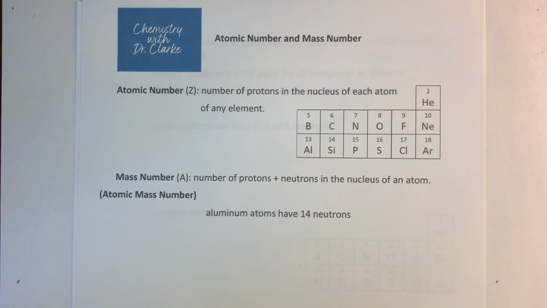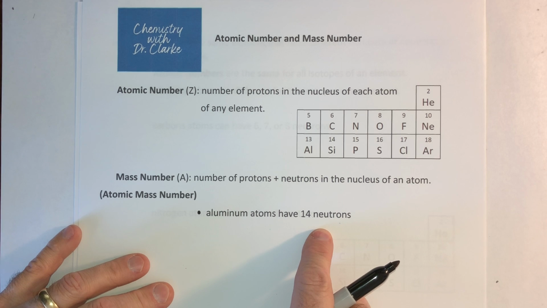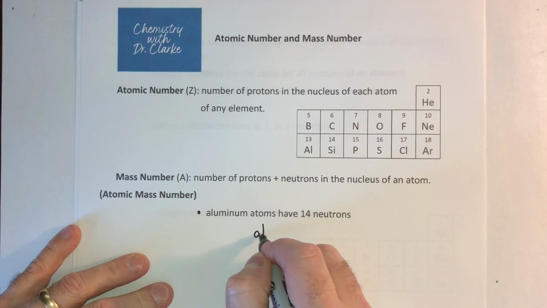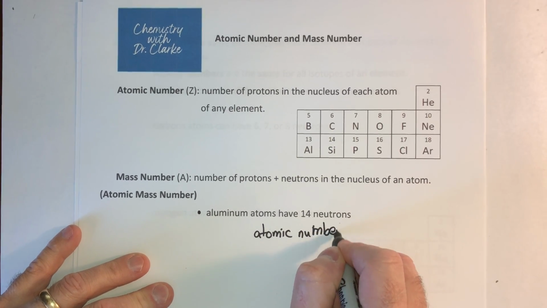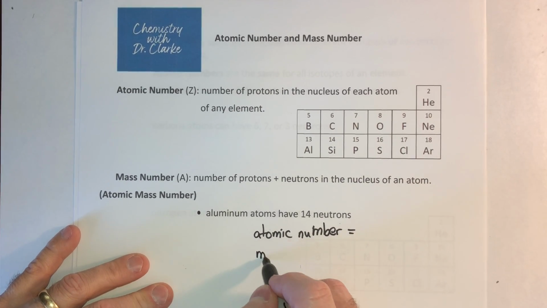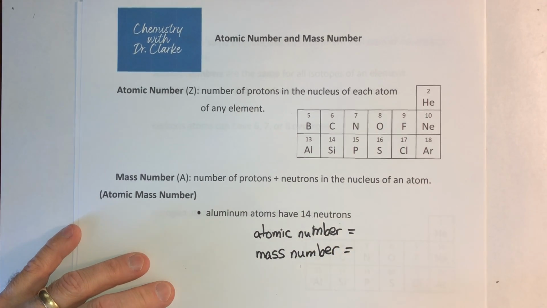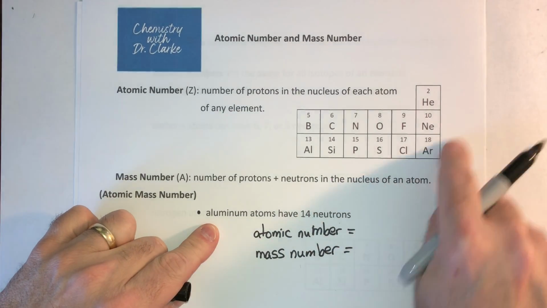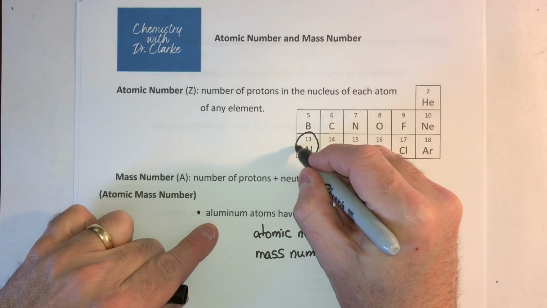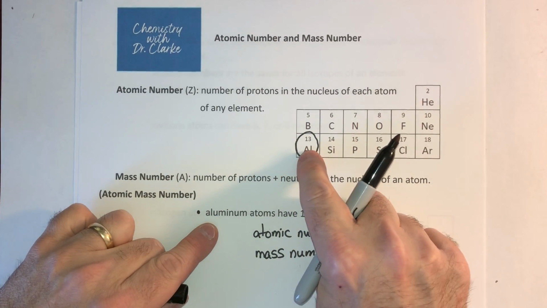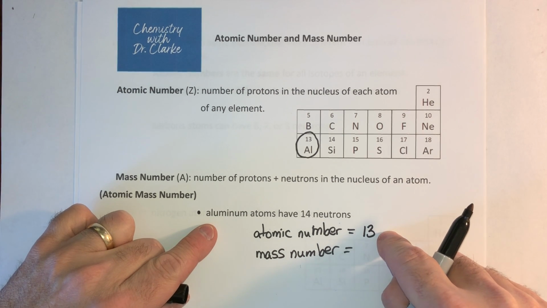So let's say we do an example. If I told you that aluminum atoms have 14 neutrons, I could ask you, please tell me the atomic number and please tell me the mass number. Okay, so for aluminum, if you go to your periodic table, or our mini periodic table, aluminum is element number 13. Because it's element 13, it has 13 protons, and so its atomic number is 13.